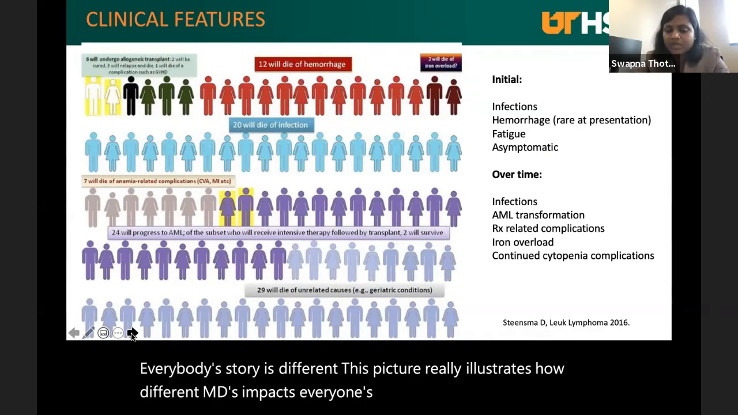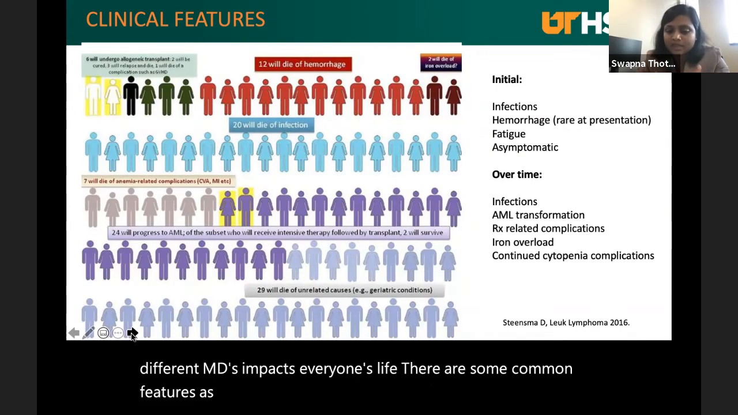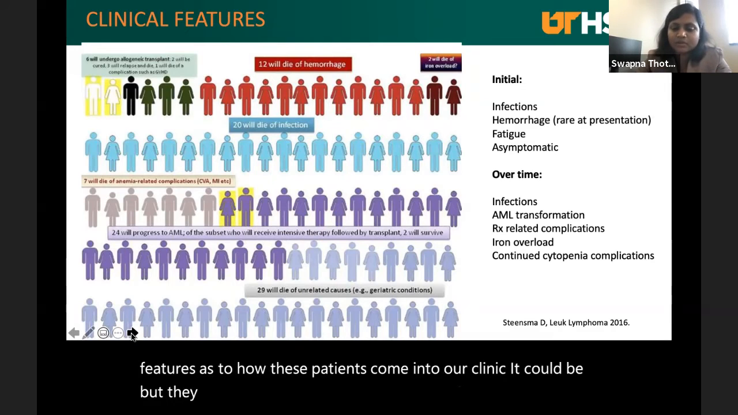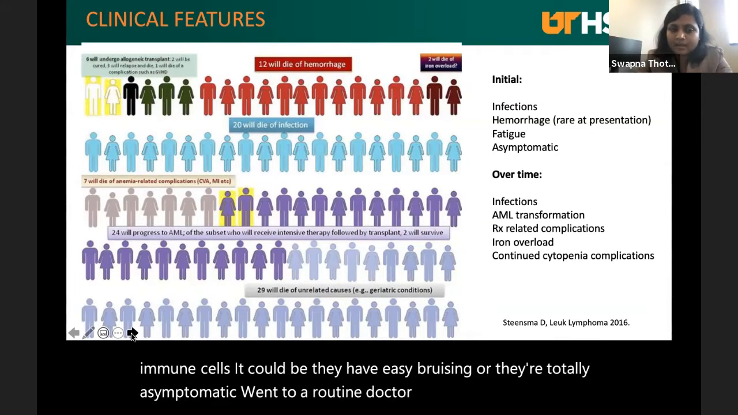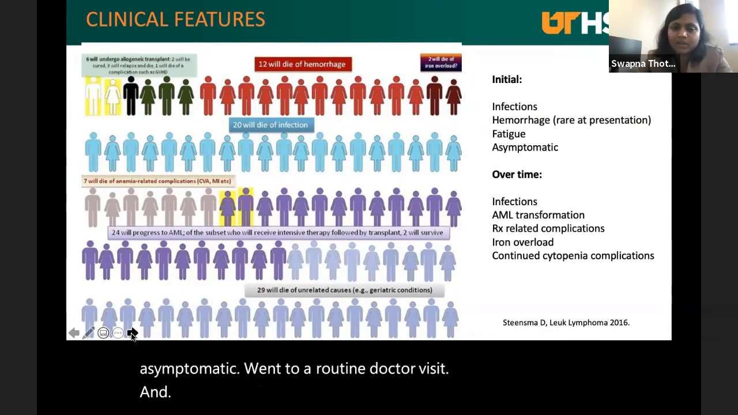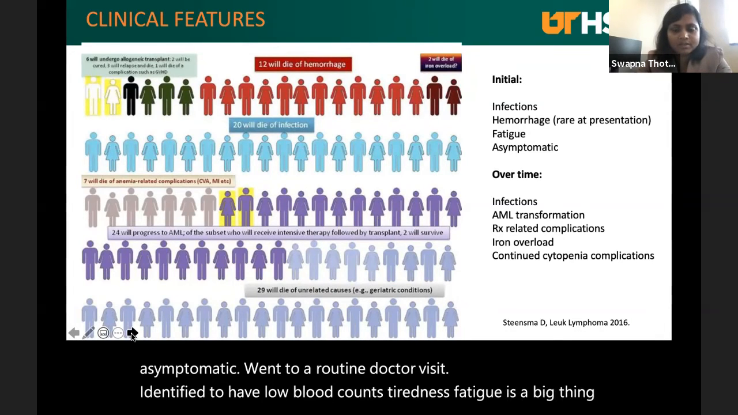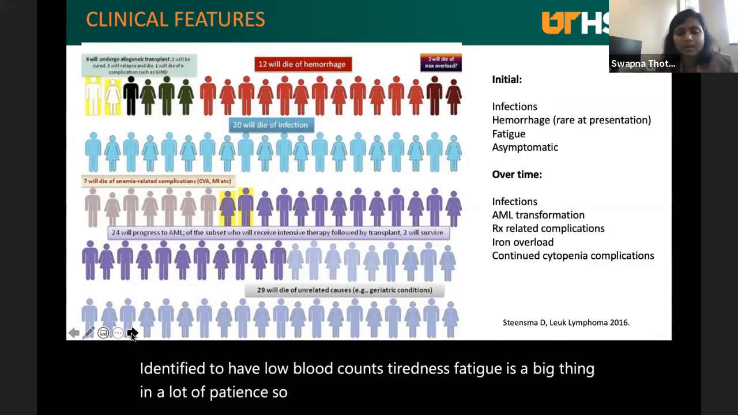There are some common features as to how these patients come into our clinic. It could be they had an infection because of low neutrophil count or low immune cells. It could be they have easy bruising, or they're totally asymptomatic, went to a routine doctor visit, and identified to have low blood counts. Tiredness, fatigue is a big thing in a lot of patients. So each patient can range from being asymptomatic all the way to having had a complication.